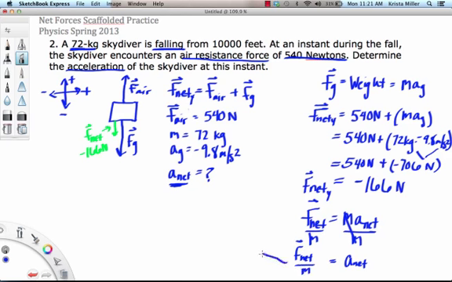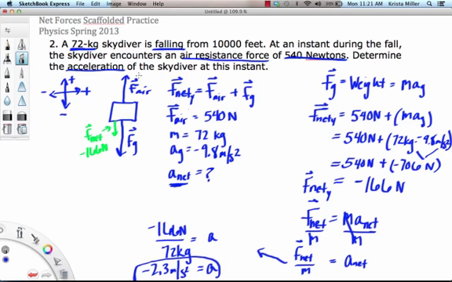Let me bring that back over here. My net force is negative 166 newtons. My mass is 72 kilograms. So my acceleration should be whatever negative 166 divided by 72 is. And I get negative 2.3 meters per second squared for my acceleration, which is right. I should have 2 sig figs. So that's my answer.